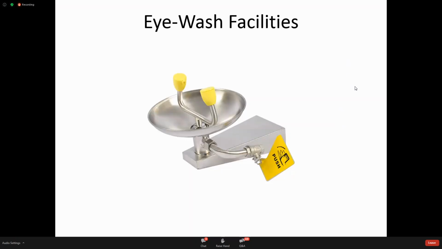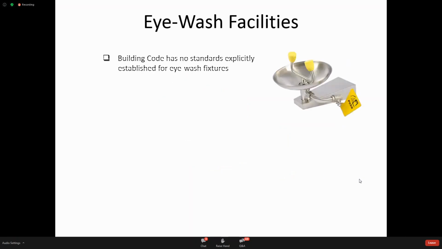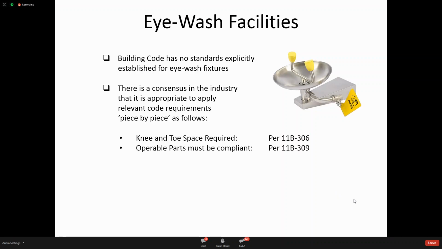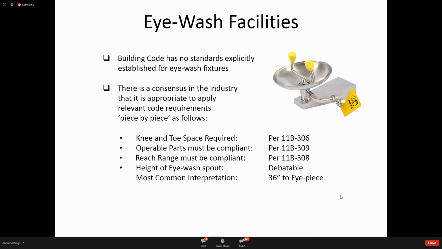Eye wash facilities. This is one of those things that's not really in the code. There is no code section for accessibility that tells you this is the requirement for an eye wash fixture. So we've worked with our consultants to develop a consensus that we do this piece by piece. If somebody's going to use the eye wash, we want to make sure they've got the knee and toe space required. We want to make sure the operable parts are compliant. We want to make sure that the reach range is compliant. And then we've got the eye wash spout height.